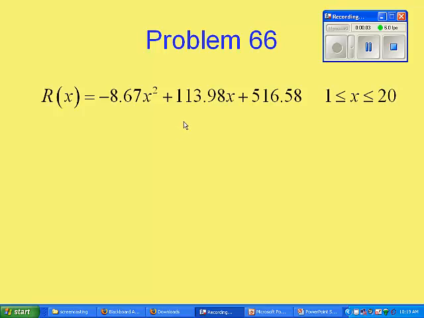In this problem, the first thing I want to point out is that R here does not mean revenue. I told you guys, always figure out what the variables mean. In most cases in this book, capital R is a revenue function, but not here.